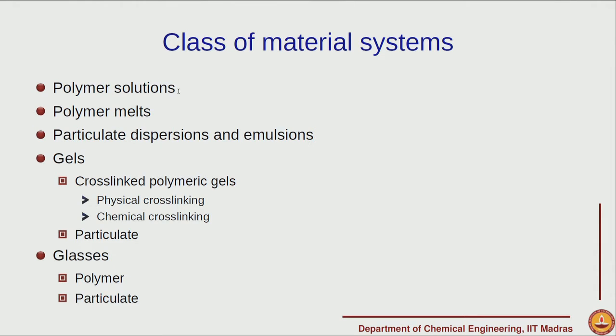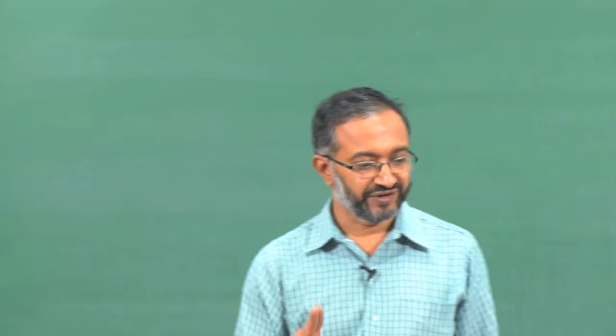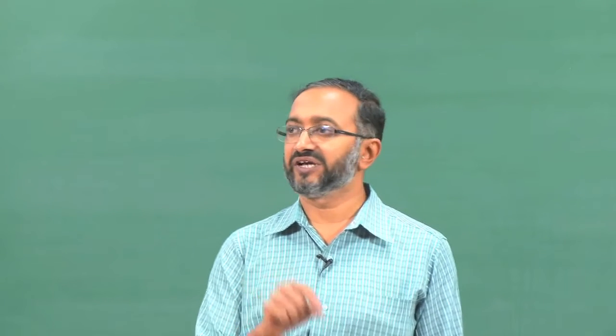In polymer solutions we have polymer mixed with a solvent. Then we have polymer melts, where we take plastic material to a very high temperature where it starts flowing. That is another class of material system. Of course, we have particulate dispersions. This could be a colloidal solution where the solid is dispersed in liquid, or an emulsion where oil is dispersed in water or water in oil, basically two-phase systems, solid in liquid or liquid in liquid.